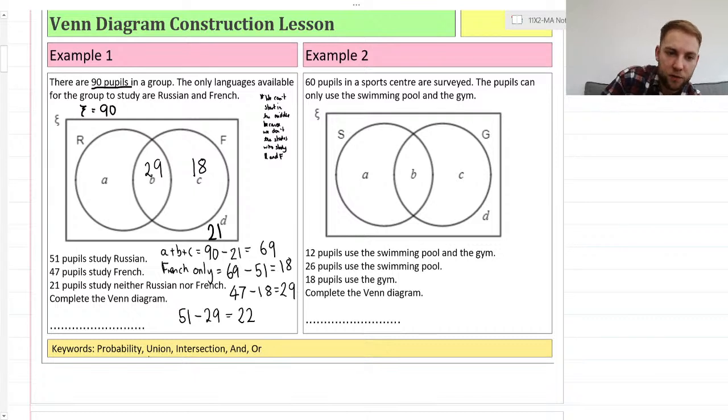Now it's always worth checking that these add up, because we know that everything equals 90. So if I add up all of these, then it should be equal to 90. So let's just check that. 22 plus 29 plus 18 plus 21 is equal to 90. So that's right. Okay, that is tricky, that. I'm just going to go over that again because it is tough.